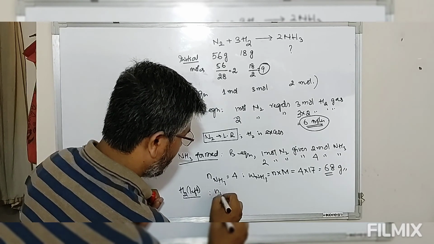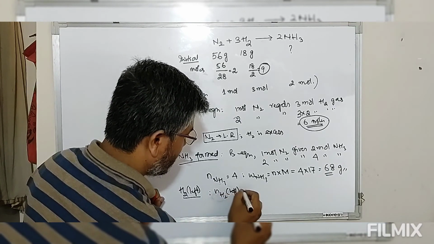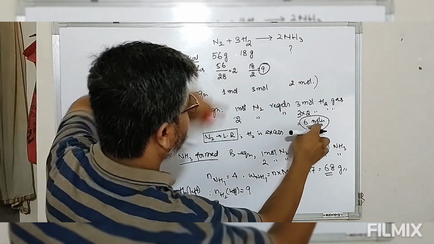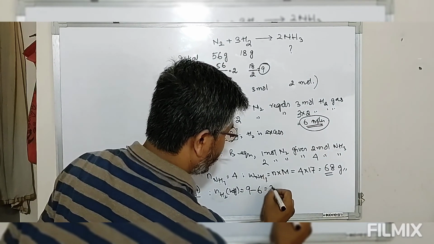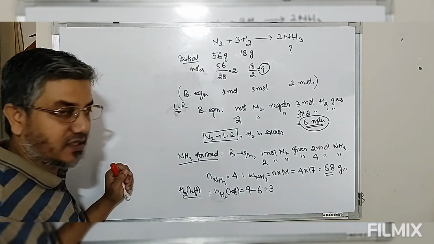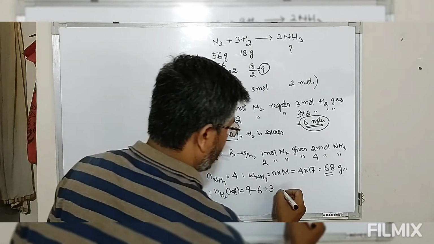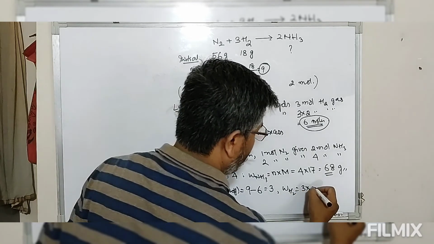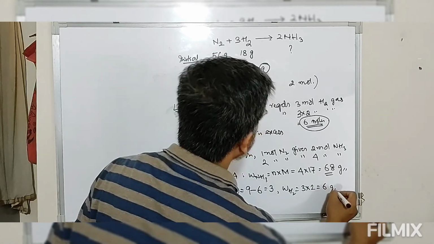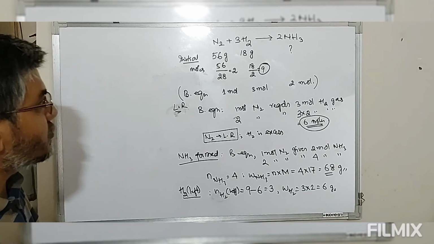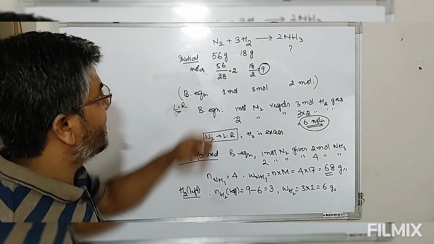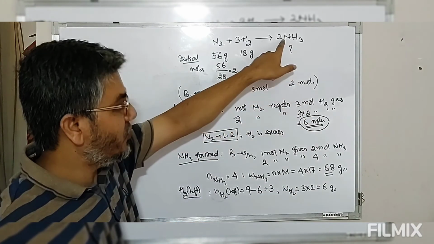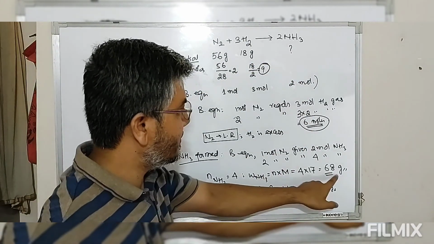The number of moles of hydrogen initially is 9. The requirement for 2 moles of nitrogen is 6. 9 minus 6, so we have 3 moles of hydrogen gas left unreacted. So therefore the mass of hydrogen left is number of moles into gram molecular mass, that is 2, so 6 gram left unreacted. So after this chemical reaction, hydrogen left is 3 moles or 6 gram. Ammonia formed is 4 moles or 68 grams.